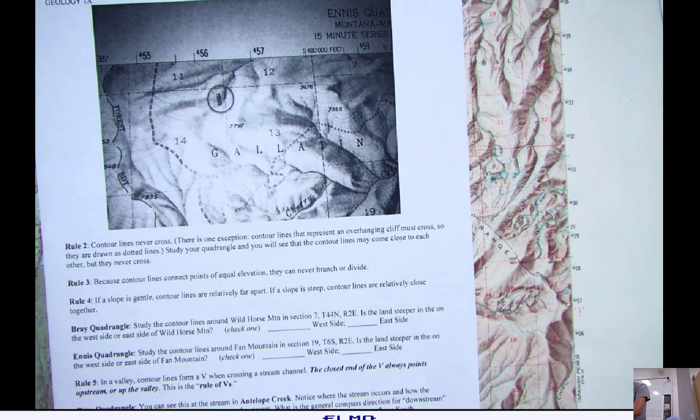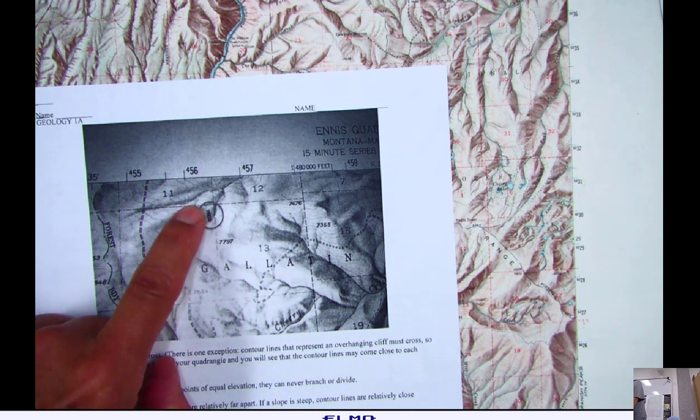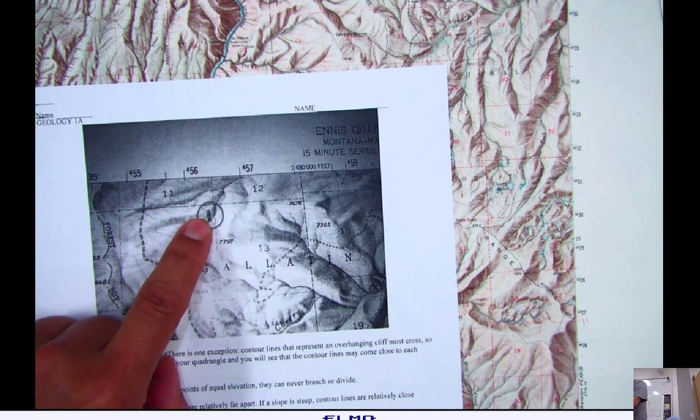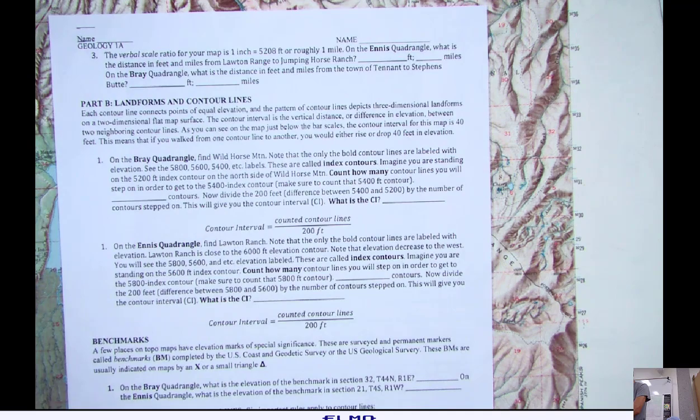Then there's some rules for contour lines, right? So follow these. There's some answers. You can answer these questions here, again on page 12. I zoomed in on the Ennis quadrangle because I needed to add a better contour line there because it didn't show up very well. Then we have some contour intervals, pretty straightforward. Benchmarks, read the instructions, you should be able to get that.